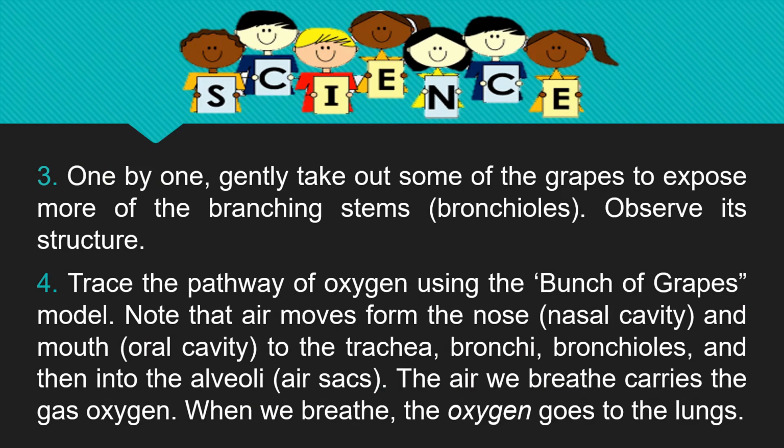Third, one by one, gently take out some of the grapes to expose more of the branching stems or bronchioles. Observe its structure. Fourth, trace the pathway of oxygen using the bunch of grapes model. Note that air moves from the nose or the nasal cavity and mouth or oral cavity to the trachea, bronchi, bronchioles, and then into the alveoli or air sacs. The air we breathe carries the gas oxygen. When we breathe, the oxygen goes to the lungs.